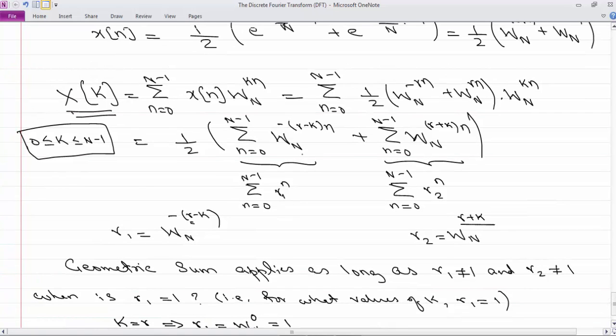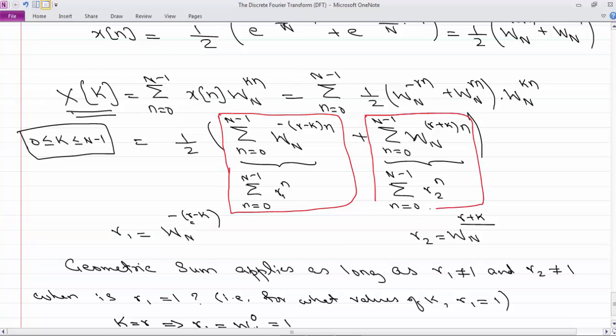So both these summations we can compute using geometric sum, except when k equals R for the first, where we have to manually compute that. Similarly, this summation we can compute using geometric sum, except when k equals minus R.